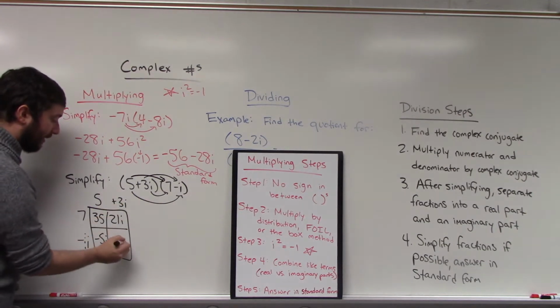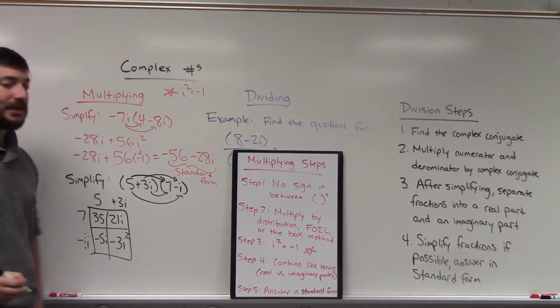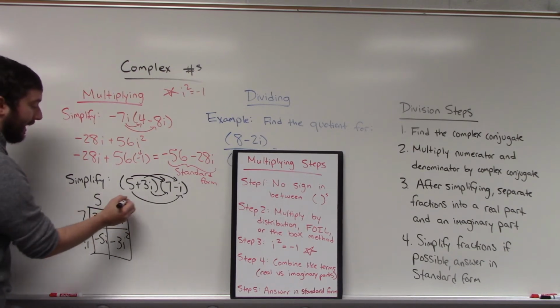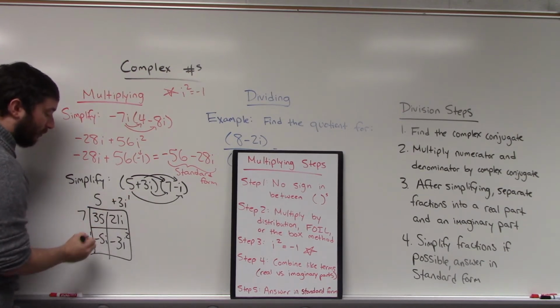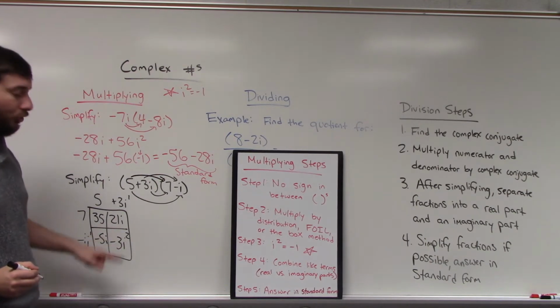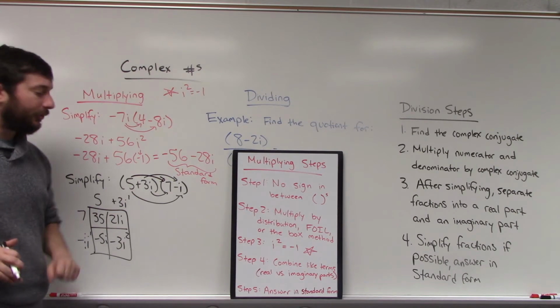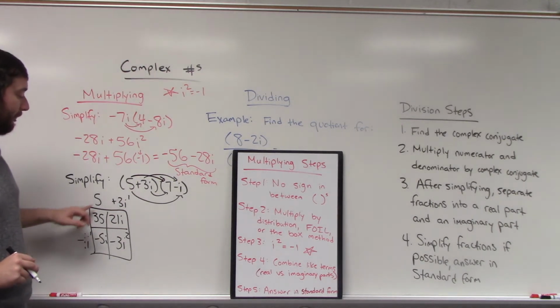i times i is i squared. Don't forget that's i squared, not just i. i times i is like adding those exponents, invisible ones. 1 plus 1, 2. Product rule. We talked about that in our exponent rules section of the unit, so please remember that as well.